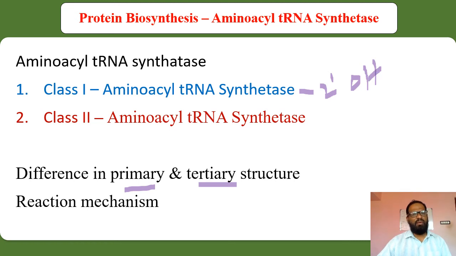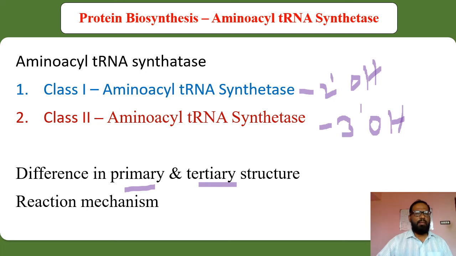And where exactly will the class 2 aminoacyl tRNA synthetase attach? They don't attach the amino acid to the second hydroxyl group. Instead, they will attach the amino acid to the third hydroxyl group. That is also very important. In this way, you can find that whatever these two different classes are, class 1 aminoacyl tRNA synthetase and class 2 aminoacyl tRNA synthetase, they not only differ from each other in their primary structure and tertiary structure, they differ in their function. And what is the difference? The difference is where exactly they are going to attach the amino acid.